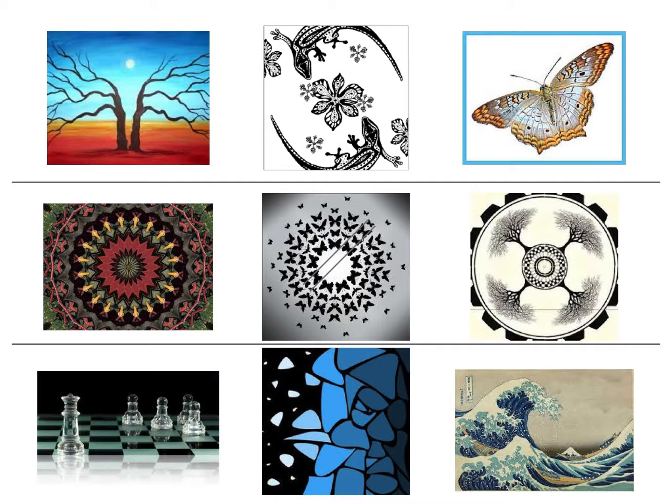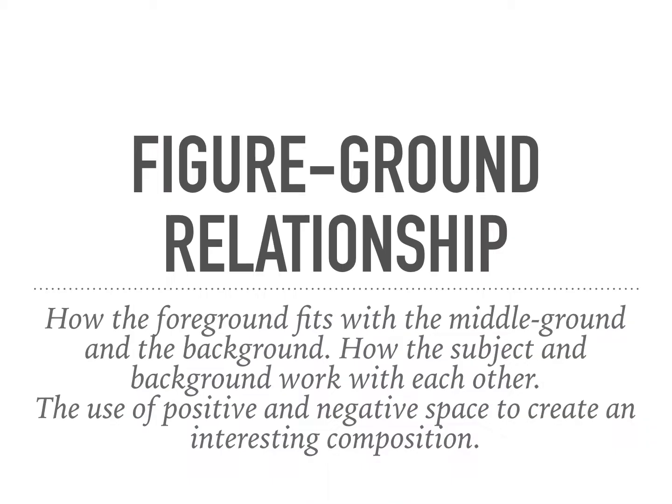All right, and our last one. So the last one is the figure-ground relationship. This is kind of a little more difficult to understand and grasp, but once you do grasp it, you can see it in lots of different places. So there's two main parts to this. One, how the foreground fits with the middle ground and the background, how the subject and the background work with each other, back and forth. Okay, the other definition of this is using positive and negative space to create an interesting composition. And you'll see that more in the examples to follow.